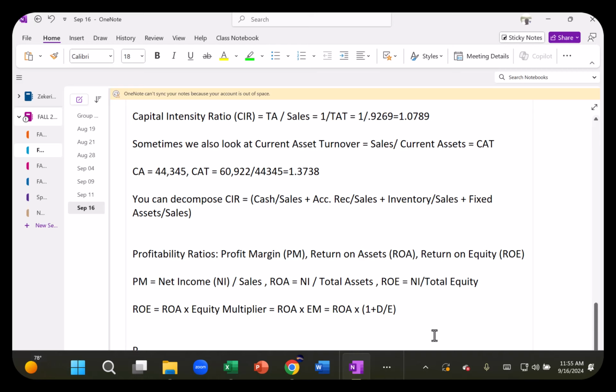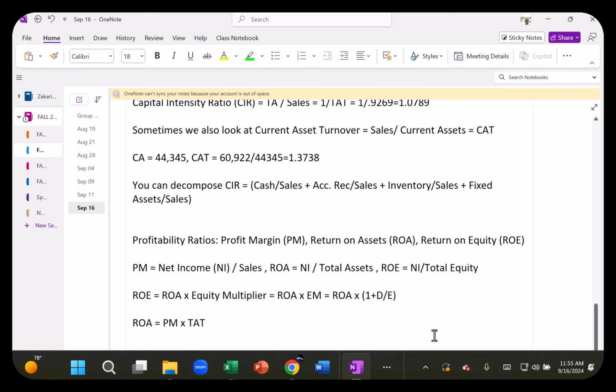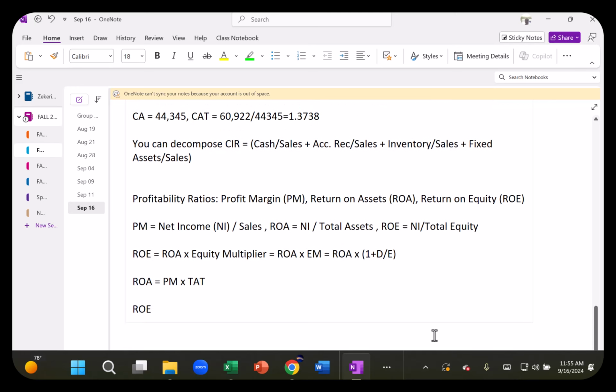You can also write profit margin, not profit margin, I'm sorry, ROA as profit margin times total asset turnover. Or you could write ROE as... this is known as the DuPont identity.